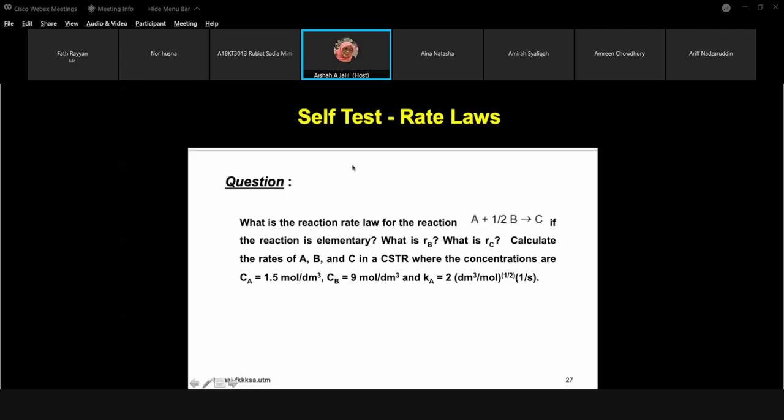Okay, this is the self-test on rate laws. Let's read the question. What is the reaction rate law for the reaction A plus half B to C? If the reaction is elementary, what is r_B? What is r_C? Calculate the rates of A, B, and C, meaning r_A, r_B, r_C. They want you to calculate, and then you can find it in numbers, in a CSTR, where the concentrations are given. Without looking at the answer, I think you are clever enough. If it is elementary, what is the rate law?